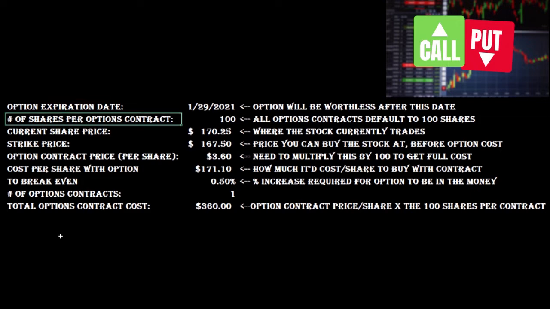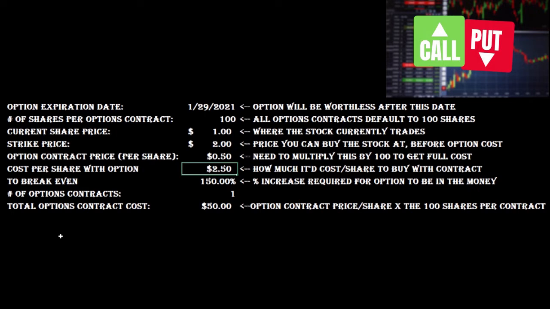Another thing to keep in mind with options is that each options contract gives you the right to purchase 100 shares. So if you buy one contract, you are controlling 100 shares. Now let's just put in something small to show you this. Let's make it up here.